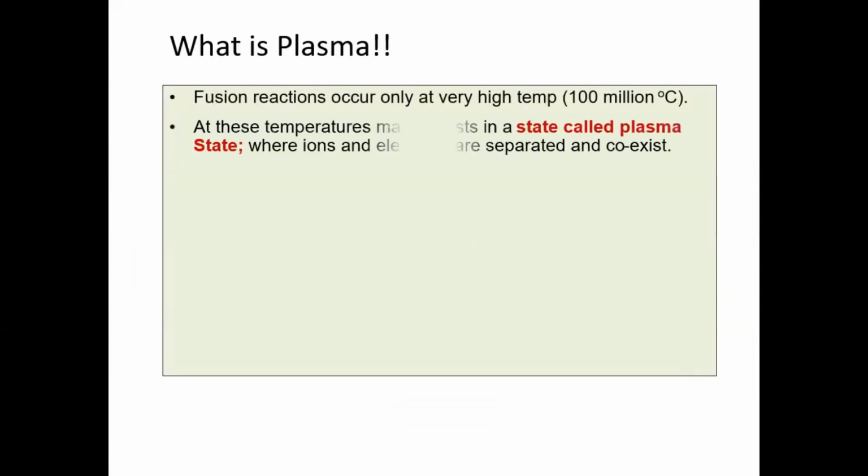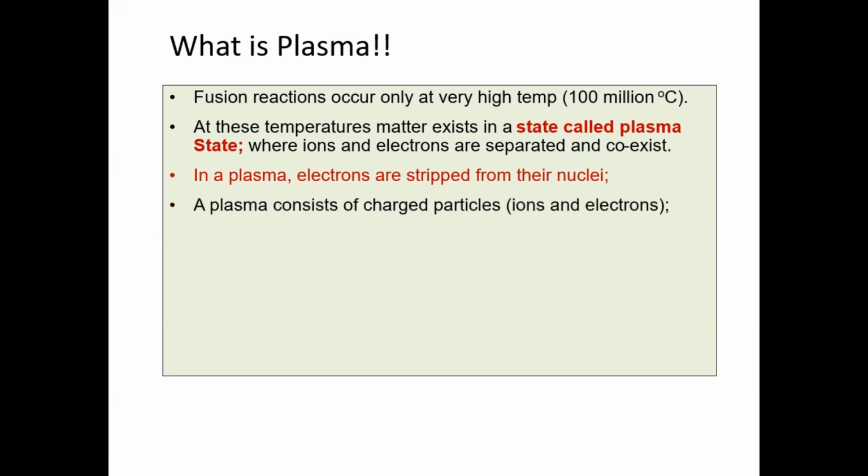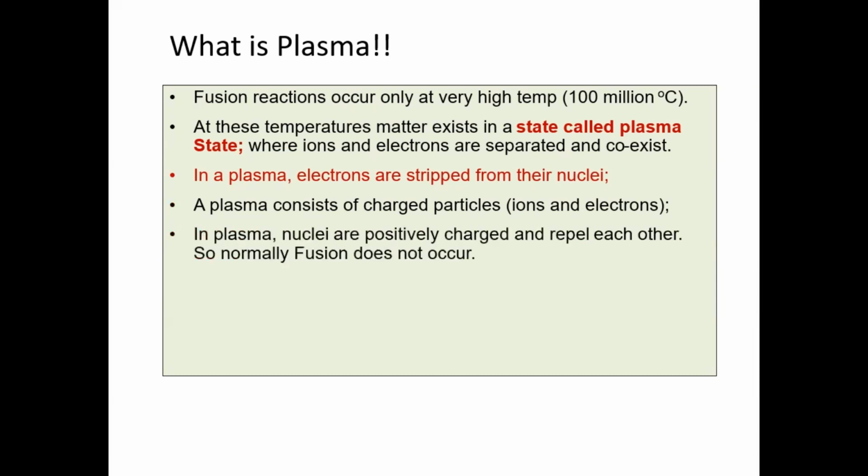Let's talk about the plasma. The fusion reactions can only happen at very high temperatures, about 100 million degrees centigrade. At these temperatures, matter exists in a state which is called plasma state, where ions and electrons are separated and coexist. So in plasma, electrons are stripped from the nucleus, and they can be independently moving as a gas. Plasma consists of charged particles, the ions, the electrons, and they can coexist.